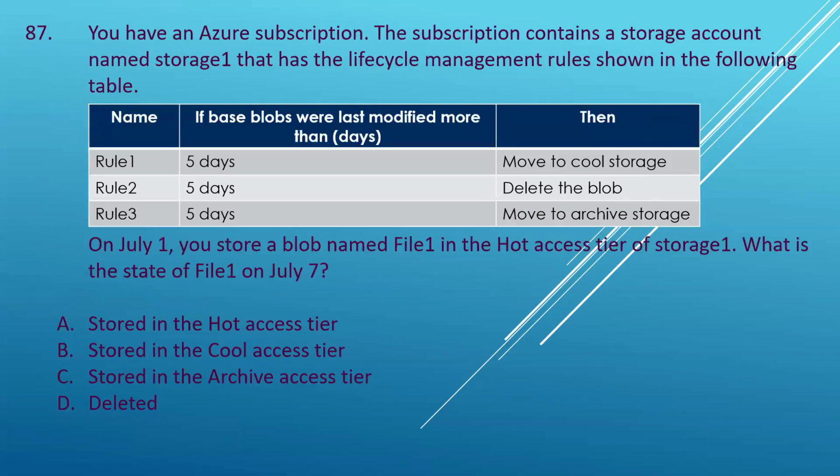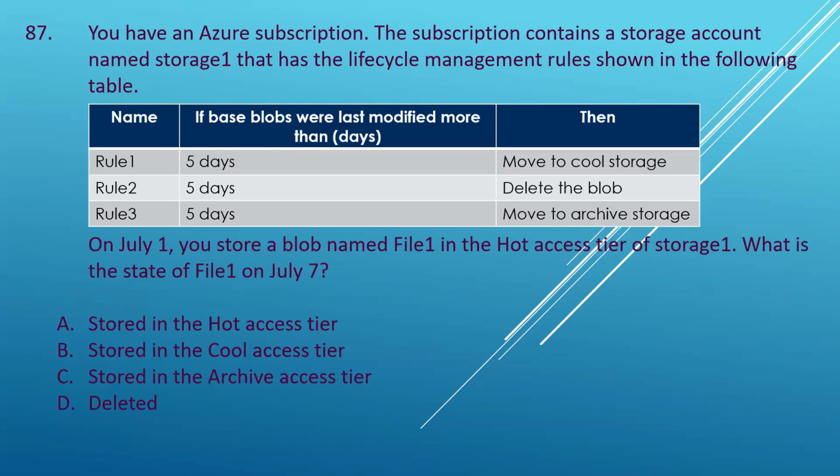Question number 87 of the series. You have an Azure subscription. The subscription contains a storage account named Storage 1 that has the lifecycle management rules shown in the following table. You have 3 rules listed, rule 1, rule 2, rule 3. And if base blobs were not modified for more than 5 days, then there are some rules defined. So for rule 1, the rule defined is move to cool storage. For rule 2, the option is delete the blob. And for rule 3, the option is move to archive storage.